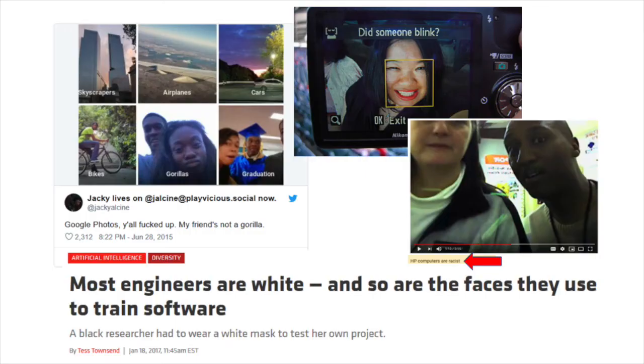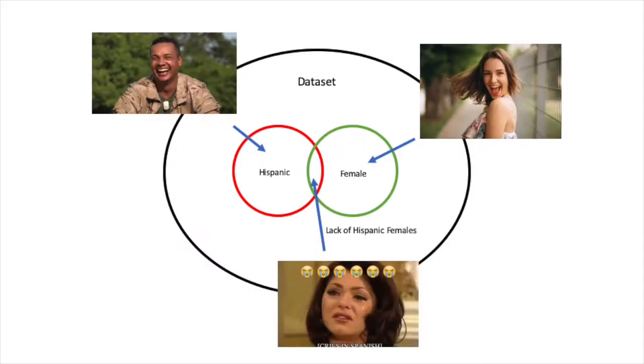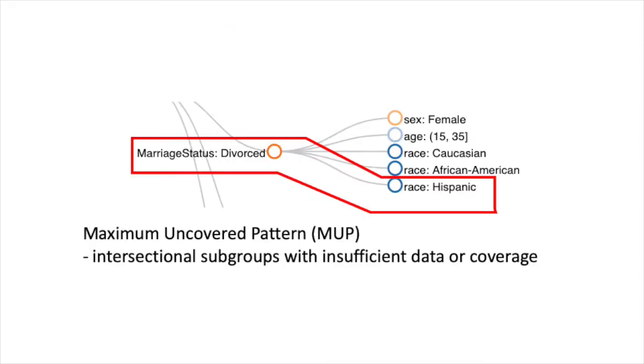Many real-world incidents such as Google Gorilla suggest that lack of data or coverage in some intersectional subgroups of the source datasets is a critical data fairness issue that can cause real damage to the algorithms or machine learning models that use these data. MithraCoverage is an interactive system that helps the end user quickly identify those intersectional subgroups with low coverage, aka maximum uncovered patterns, or MUPs.